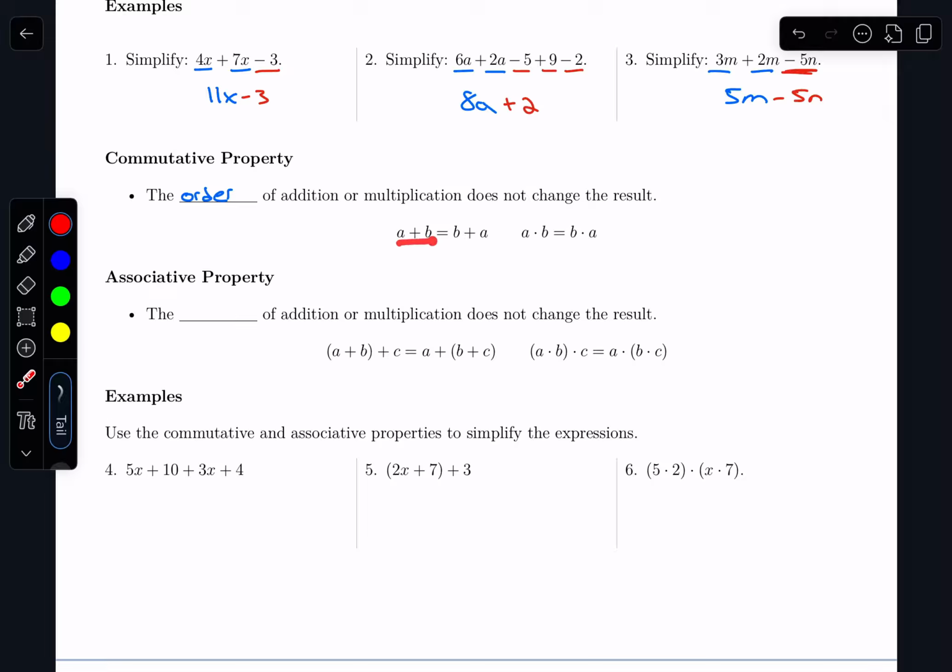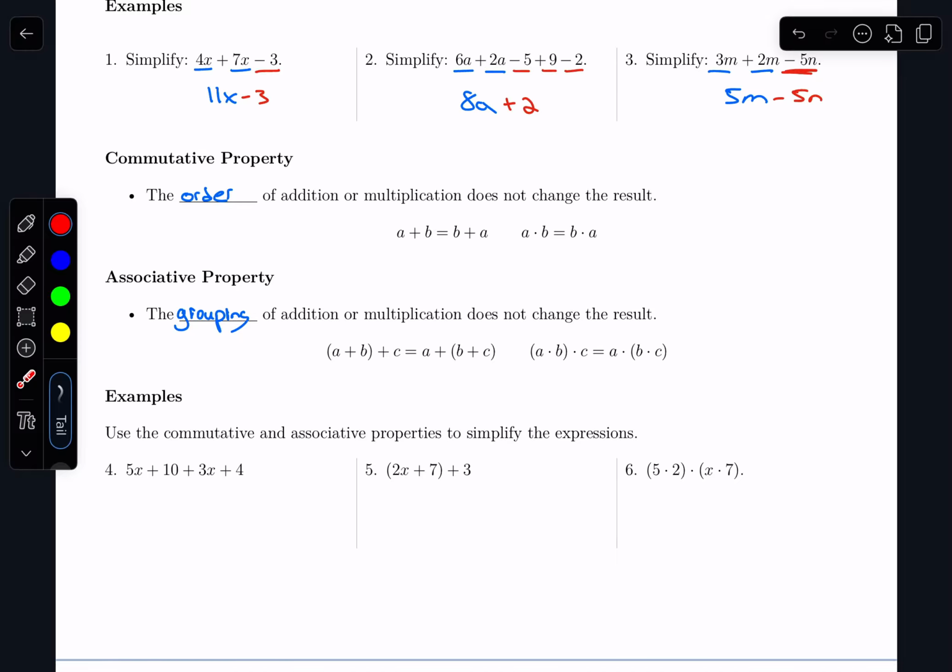If we do a plus b, that's the same as doing b plus a. And similarly, a times b is the same as b times a. Okay? The associative property, though, is going to allow us to change the grouping of things that are happening. So for example, if we wanted to add together three numbers, a, b, and c, I can add them in whatever order I want. I can do a plus b first, which is what those parentheses tell me, and then add c, or I could add b plus c first, and then add a.